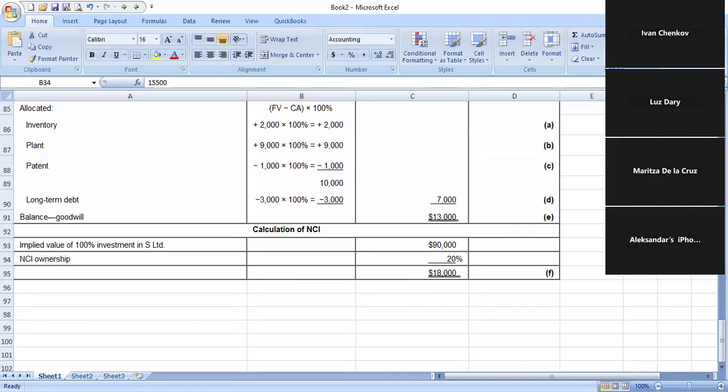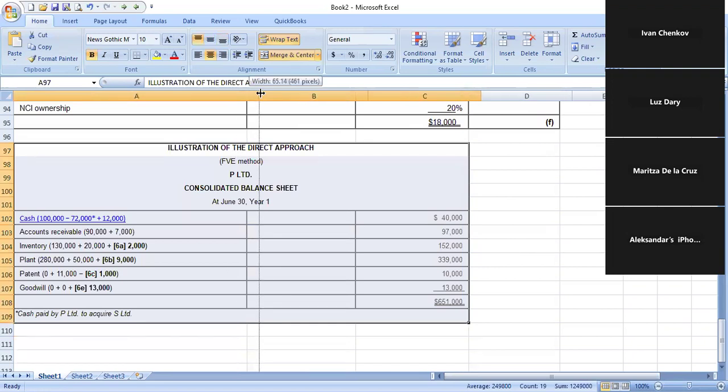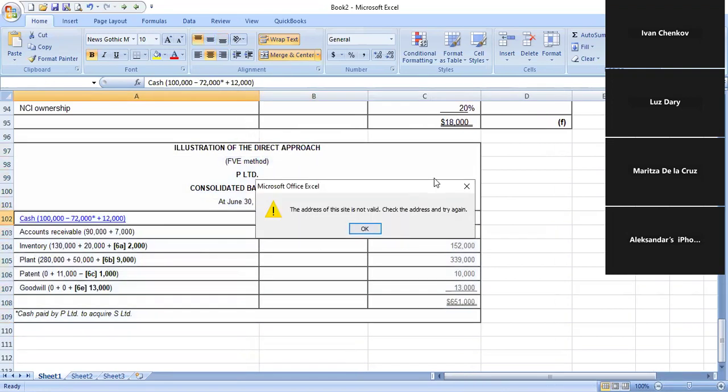Now the next thing that we have to do is start preparing the consolidation by using the direct approach. How are we going to do that? Well, very simple. The direct approach, compared to the worksheet approach, is relatively simple. If you remember, the worksheet approach is the one where we go with the debit and credit. In the direct approach, we're just following the assets and cash and everything.